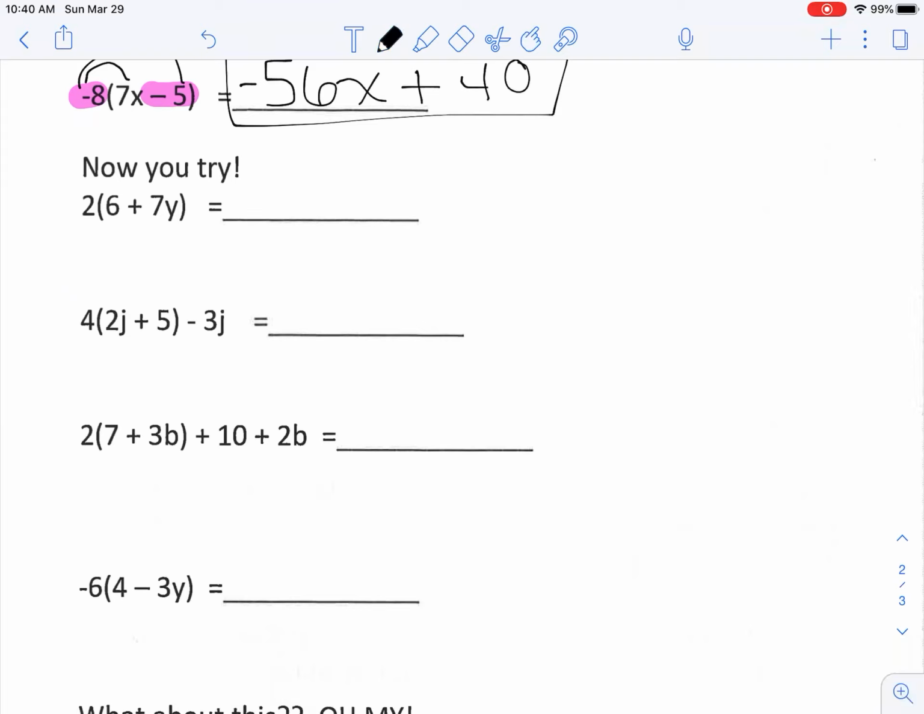If you want to pause right now, you can go ahead and try these next 4, and then you can play it again and check and see how you did. So I'll give you a second to pause if you want to quiz yourself and see if you can solve these next 4.